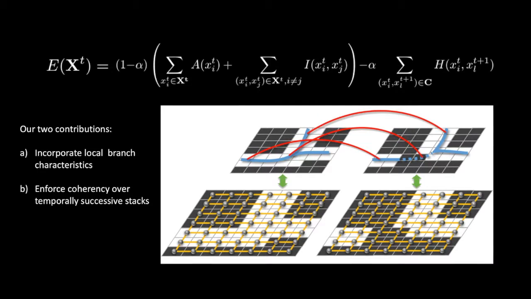Our main contributions are the introduction of a neurite model and a tree similarity term. The neurite model tackles branch intensity gaps by incorporating local characteristics, such as shape, smoothness and continuity, while the tree similarity term disambiguates neurite from background, especially at branching points, by enforcing coherency over time.